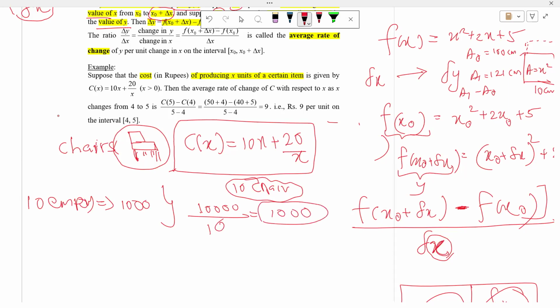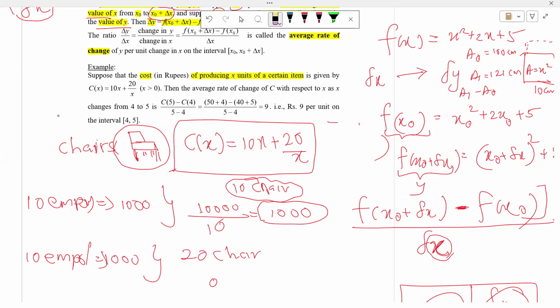So the labor cost for one chair is 10,000 divided by 10, that is 1,000 rupees. Similarly, just think you have only 10 employees, with a daily salary of 1,000 rupees, but on that day you manufacture 20 chairs, right? If you manufacture 20 chairs, at that time how much is the labor cost?